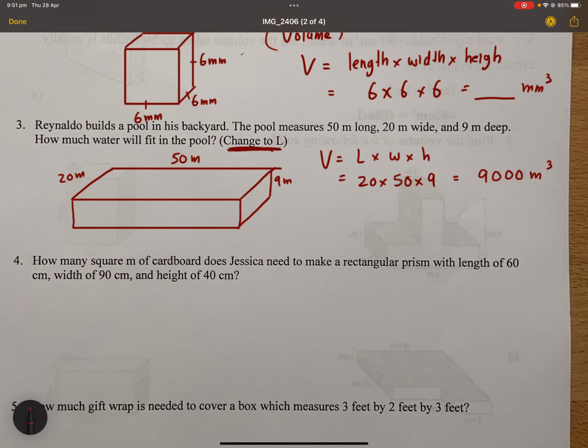Now they wanted to change it to liters. We want the answer in liters. Okay, so 1 meter cubed is equal to 1,000 liters. So here you have 9,000 meters cubed. So how many liters would that be? Can you work it out?